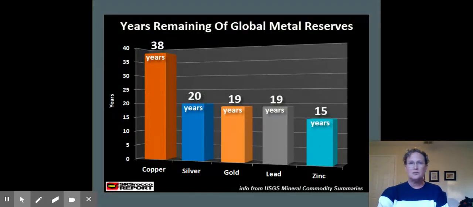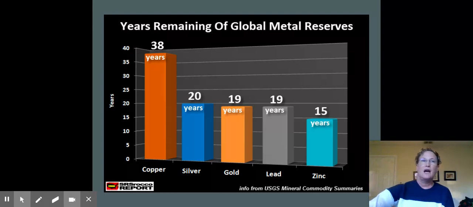So we're going to skip the article, which is what are the world's scarcest materials. You can look at that if you'd like to, but it's not required. And then we're going to start talking about mining techniques. So how much is left of all of these metals?